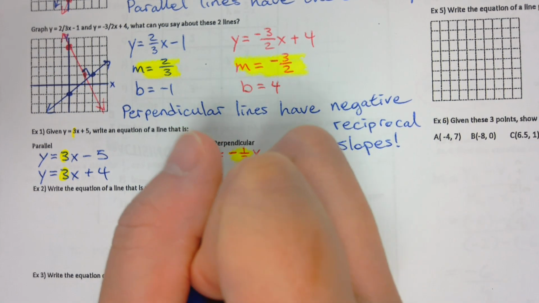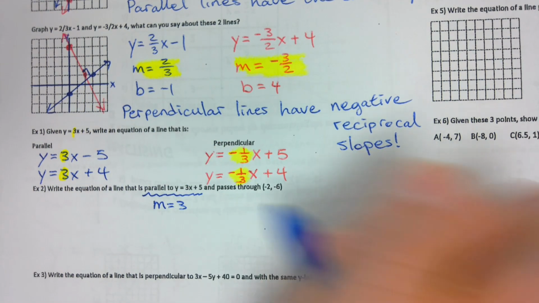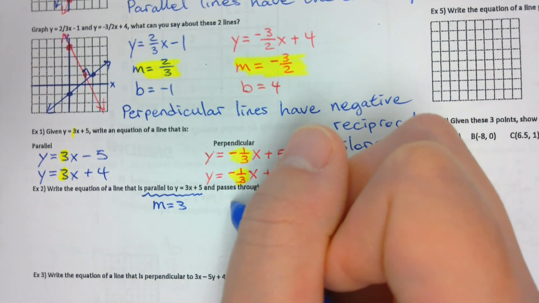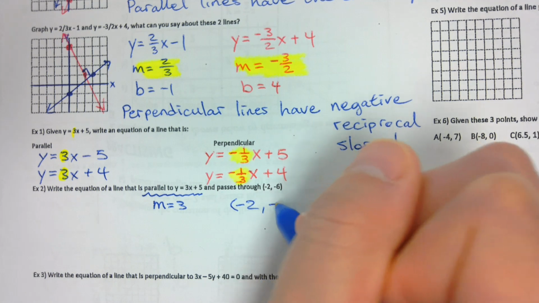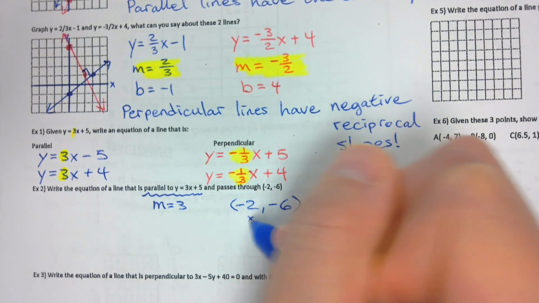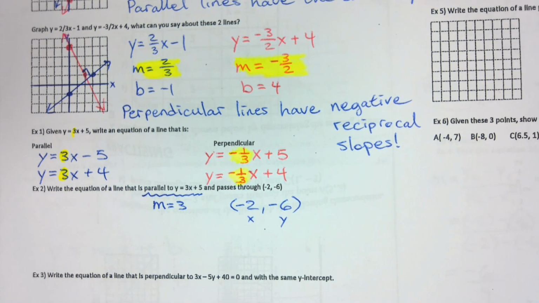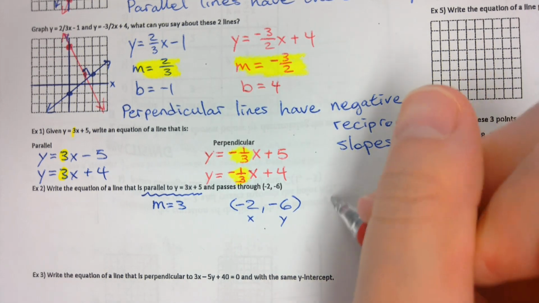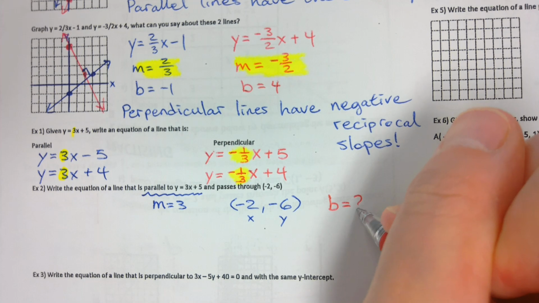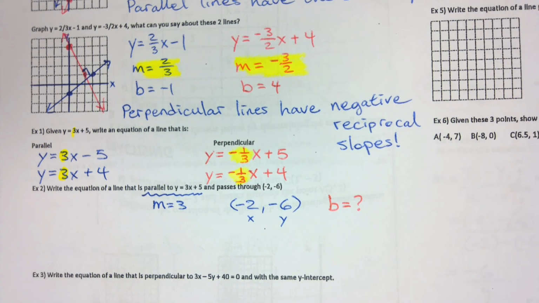Yeah, so m equals 3. Good. So m equals 3, and you have the point -2, -6, which is your x and y. Now, didn't we do this yesterday? Yeah. So what do we need to find the equation? We have m. We need to find b, right? So that's what we're trying to find. We need to know what b is. What did we do yesterday?